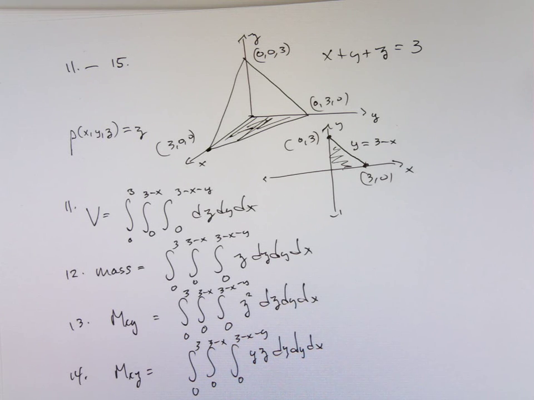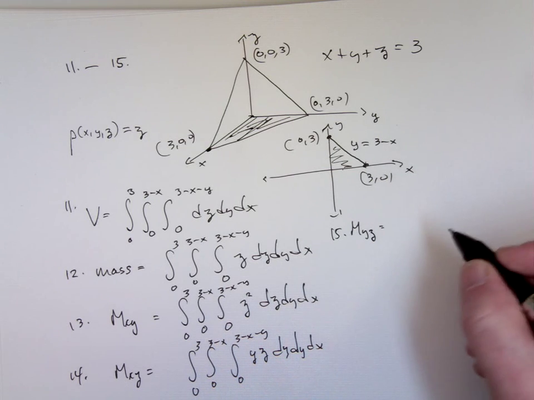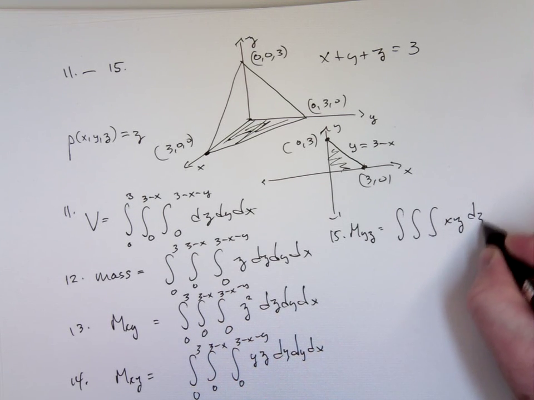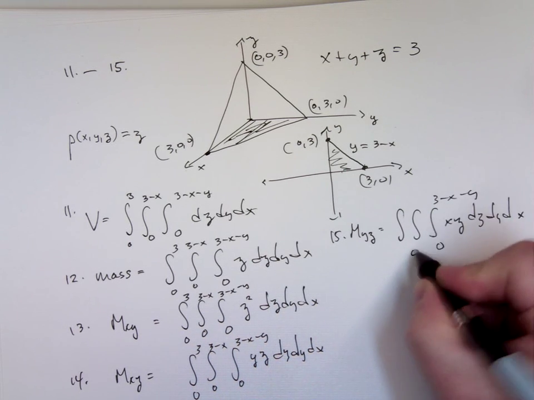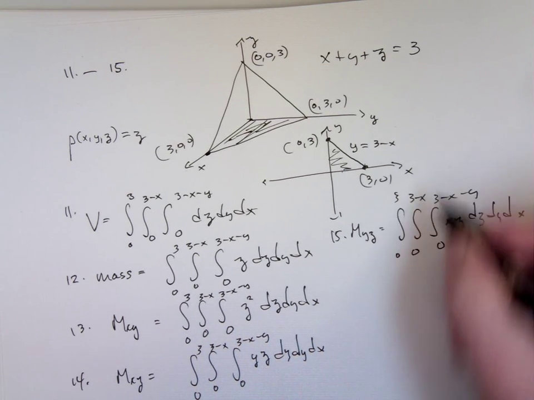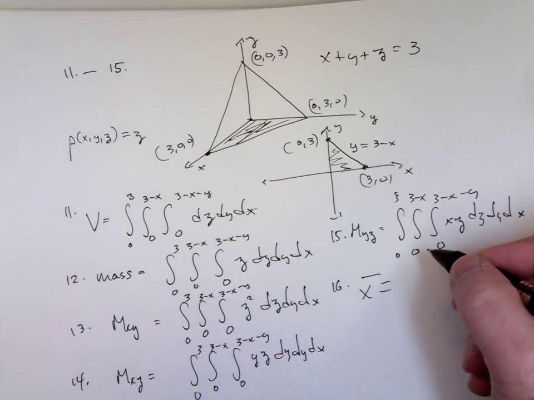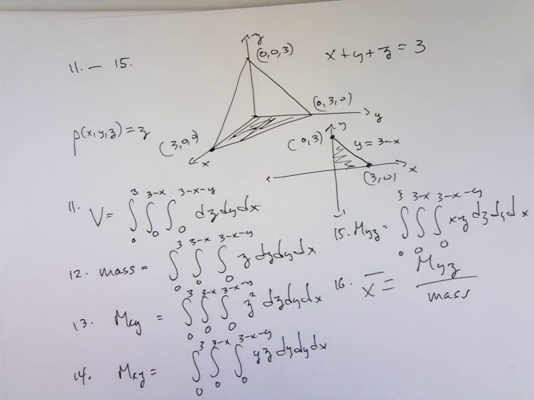And the moment from the yz plane, holy mackerel, that distance is x. And everything else is the same. To find x bar, take the moment from the yz plane and divide it by the mass. Okay, everybody all set on that one? For 15. 15, go ahead. Oh, 15. Oh, wait, where's 15? Oh, 15 is this one here. Yes. Easy.